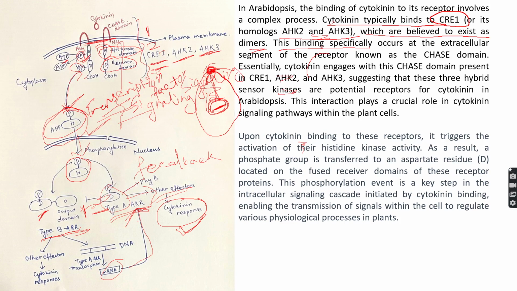The binding specifically occurs at the extracellular segment of the receptor known as the CHASE domain. Essentially, cytokinin engages with the CHASE domain present in CRE1, AHK2, and AHK3, suggesting that these three hybrid sensor kinases are potentially receptors for cytokinin in Arabidopsis. This interaction plays a crucial role in the cytokinin signaling pathway within the plant cell.